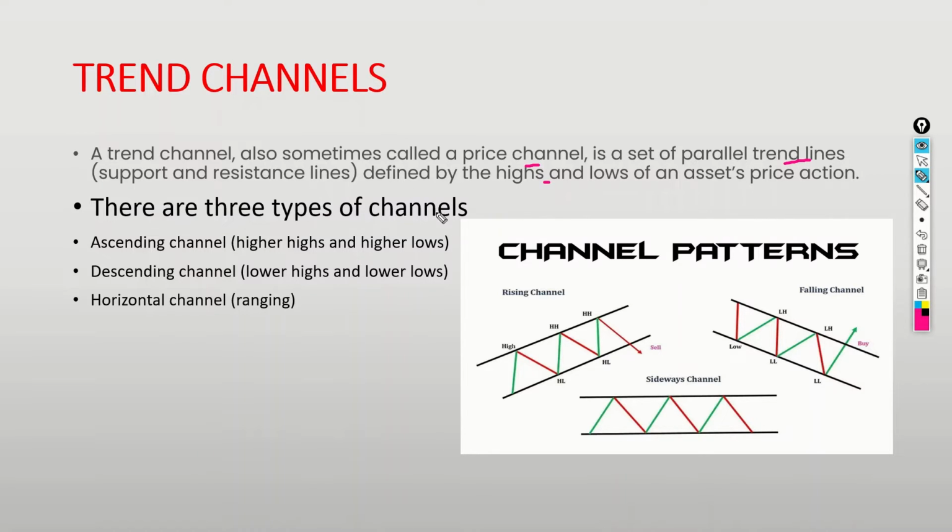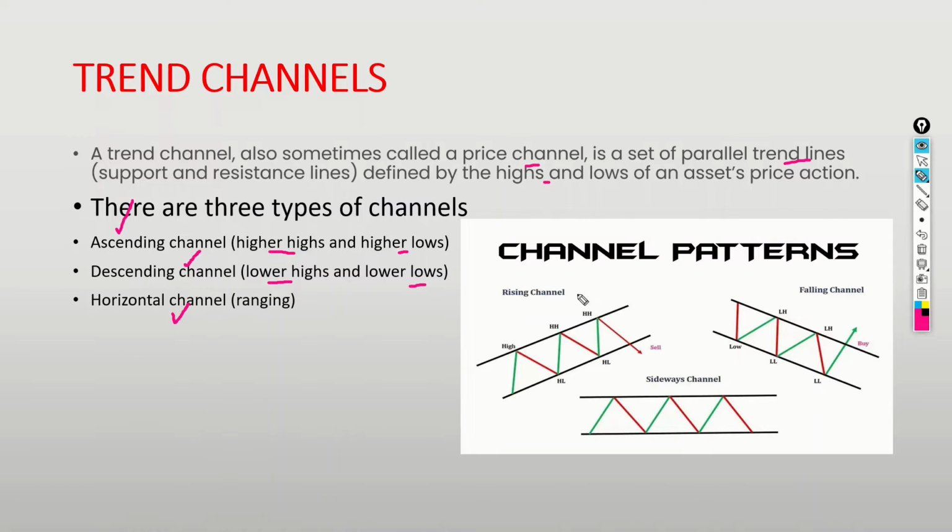So there are three types of trend channels. We have the ascending channel, designated by higher highs and higher lows. Then we have a descending channel, designated by lower highs and lower lows. Then we have a horizontal channel, which happens in a ranging market.